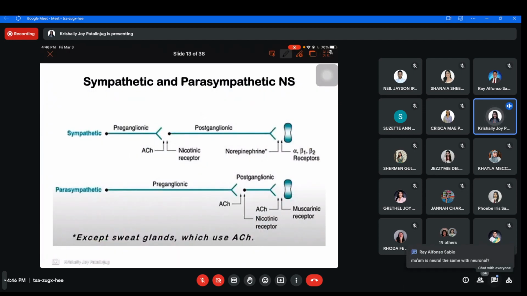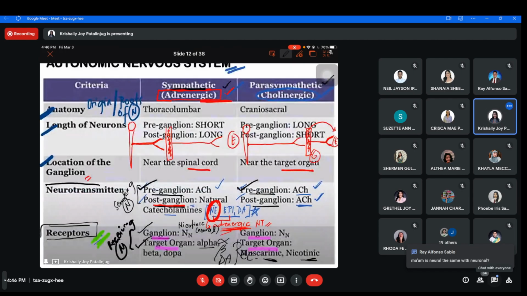Now, let us proceed to this slide. Actually, lahat ng na-discuss kanina sa table, neural, yes, neural. Tama, sorry. Yes, Mr. Sabio. No, it's neural. Sige.